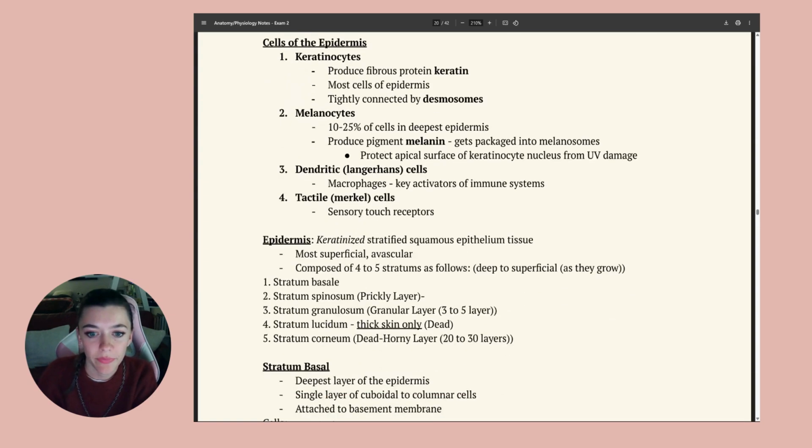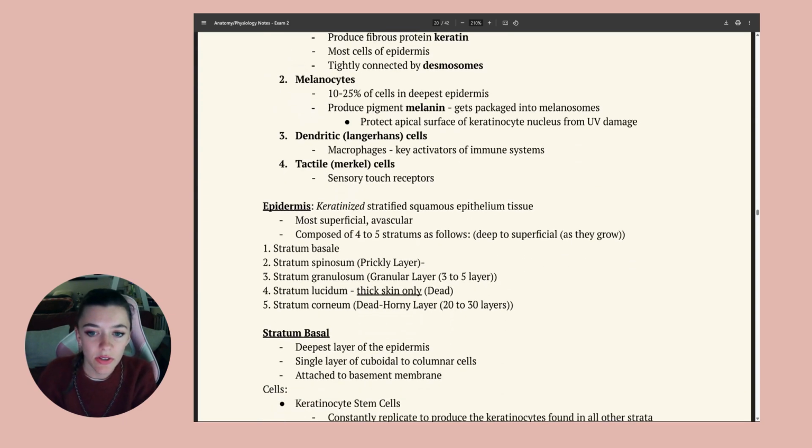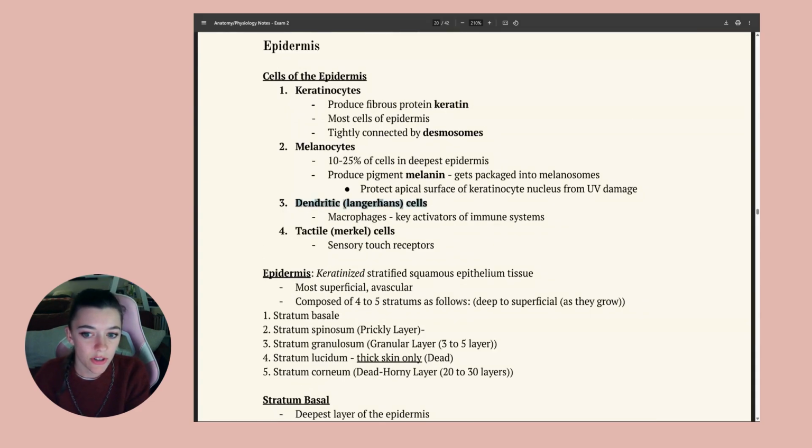Okay, so your dendritic cells, macrophages, are key activators of the immune system. Remember, your dendritic Langerhans cells protect you from toxins and from pathogens. So those are your immune defense cells. You can try and remember it like Langerhans: not today, I'm not going to get sick today. Later, Hans. It'll work. And then lastly, your Merkel cells. Those are your sensory and touch receptors.